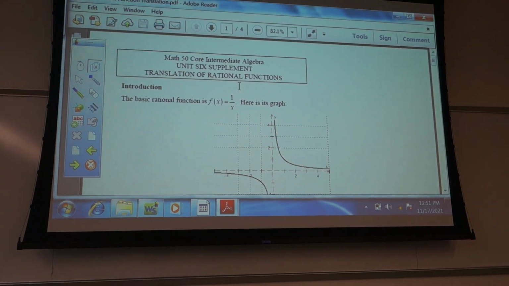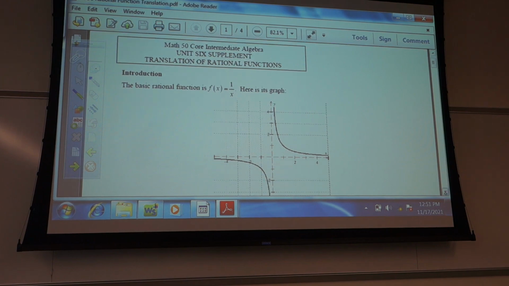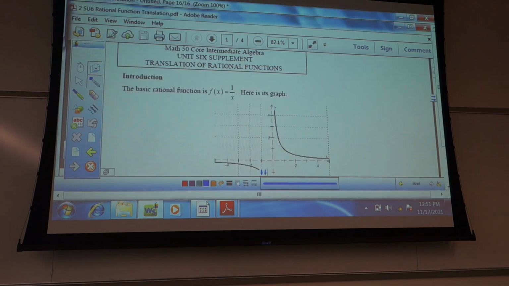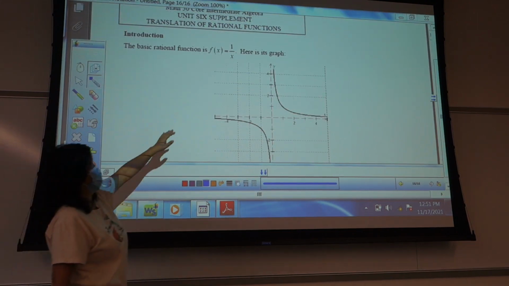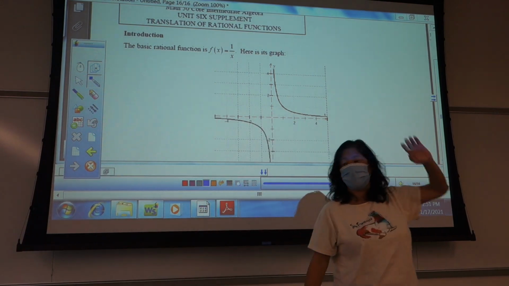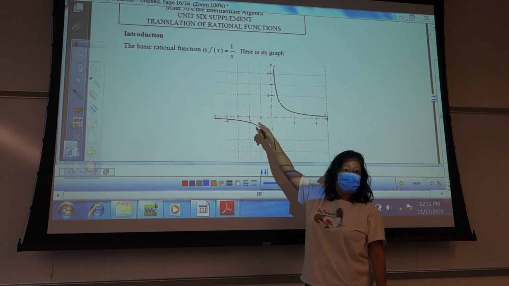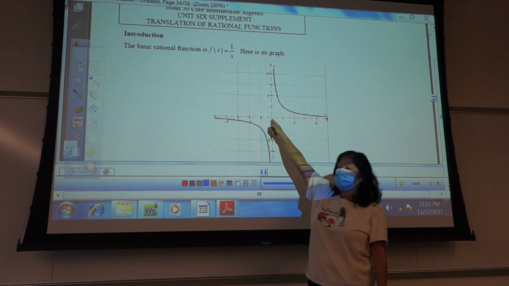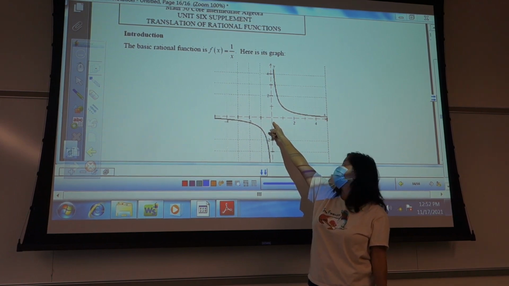Translation. All right, translation of rational functions. This is the most fun, easiest part. You're going to love this. It's awesome. So here's our basic function. Y equals 1 over x. Right? Y equals 1 over x. That's our basic function. And you'll see this little cross it has here at 0, 0. Everyone see that? Its center is 0, 0. See how it's centered at 0, 0, like most of our things seem to be centered at 0, 0?